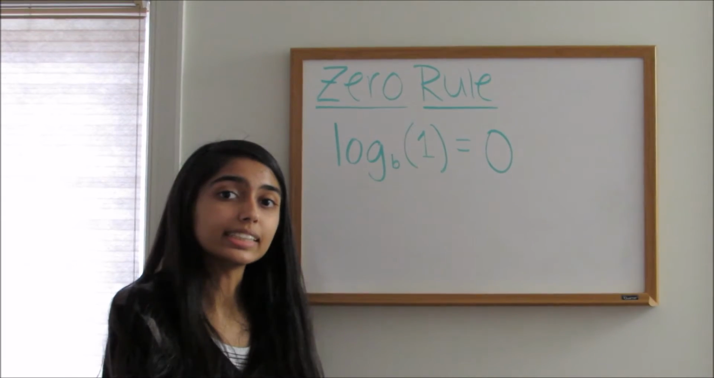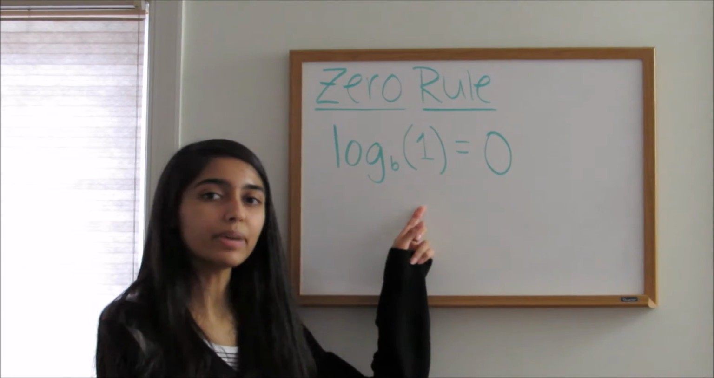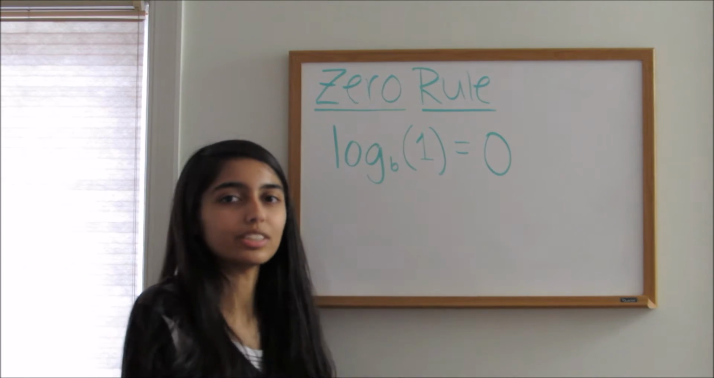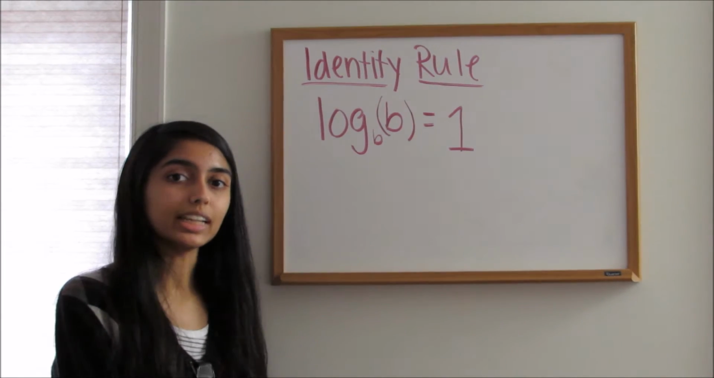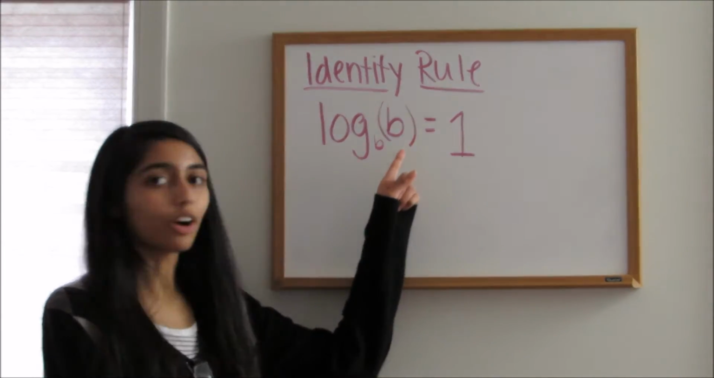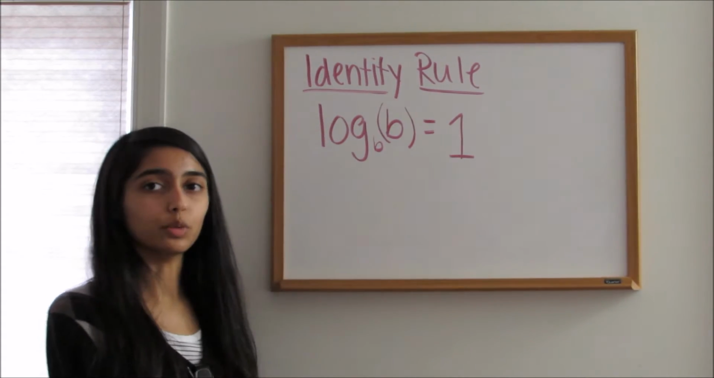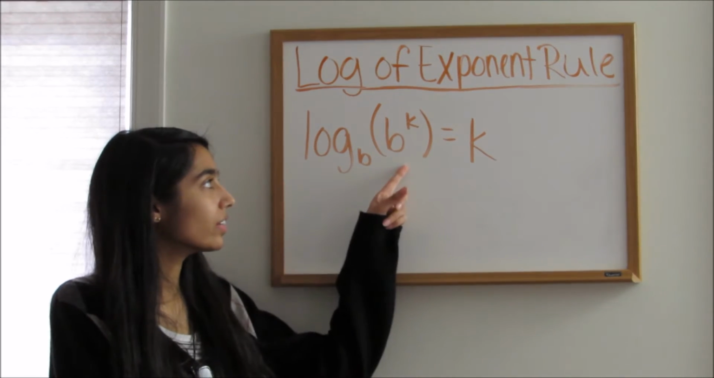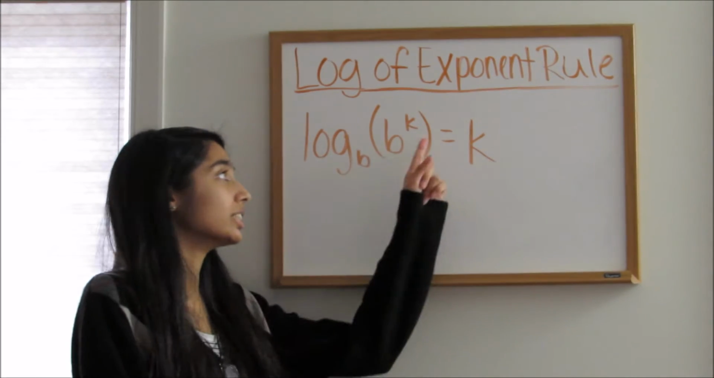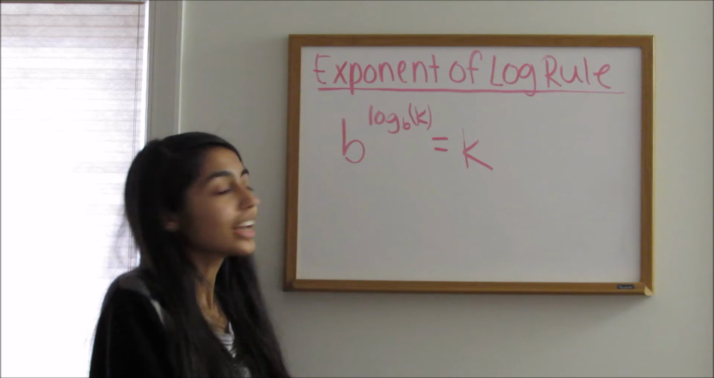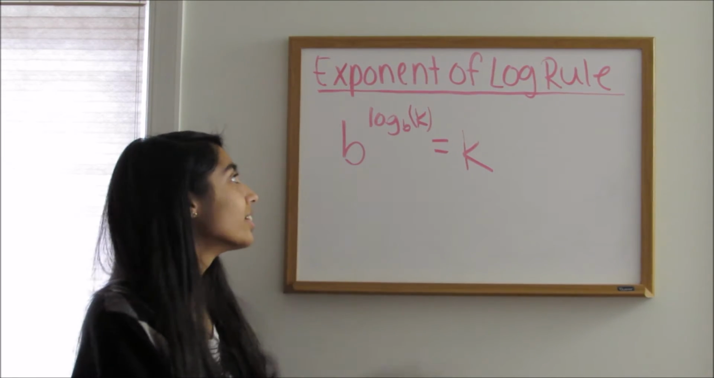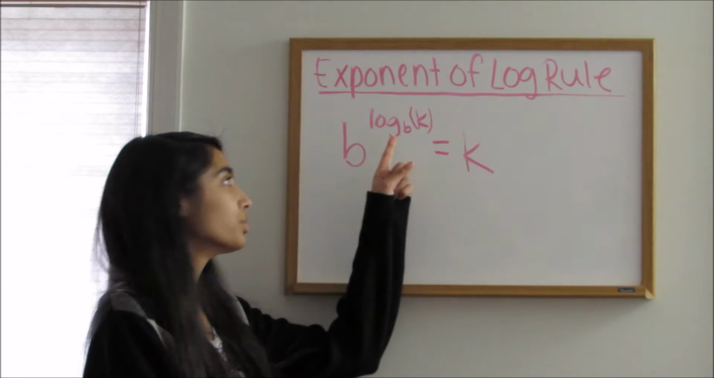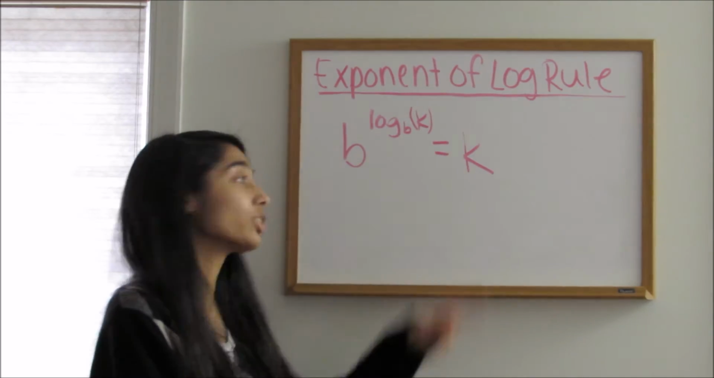The zero rule states that if you take the log with any base of the number 1, the answer is always 0. The identity rule states that if the base and the argument are the same number, it's always equal to 1. The log of exponent rule states that if the log and the argument have the same base, the answer is the exponent. The exponent of log rule states that if you raise the base to the logarithm of that base, the answer is always the argument.